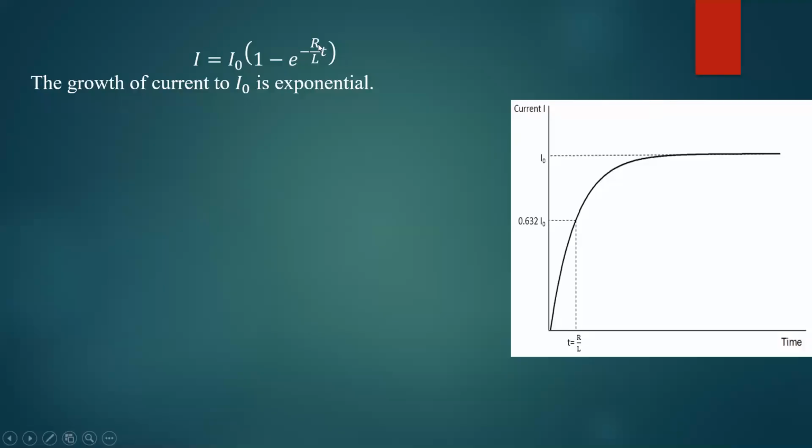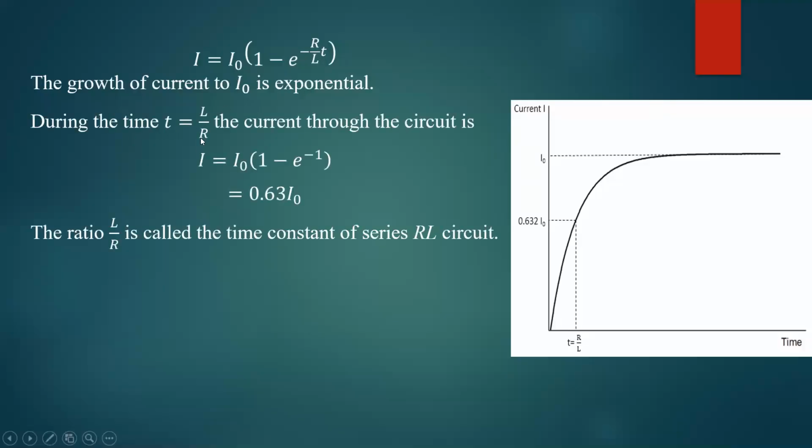Suppose you put T equal to L by R. During the time T equal to L by R, what will happen? This L and R get cancelled, and it will become e to the power minus 1. So the expression for current becomes I equal to I naught into 1 minus e to the power minus 1, when time is numerically L by R. And that is equal to 0.63 times I naught. If you calculate 1 minus e to the power minus 1, you will get 0.63.